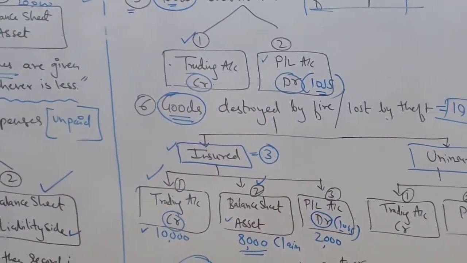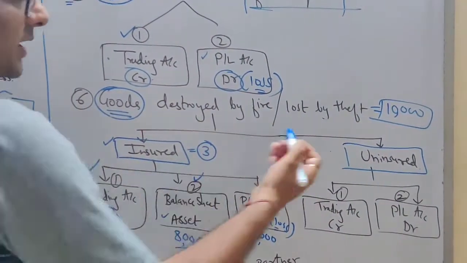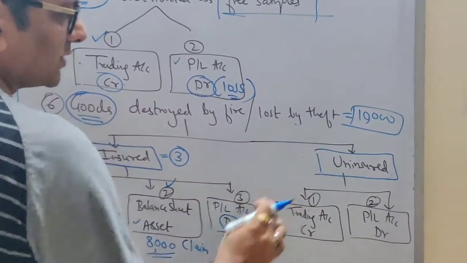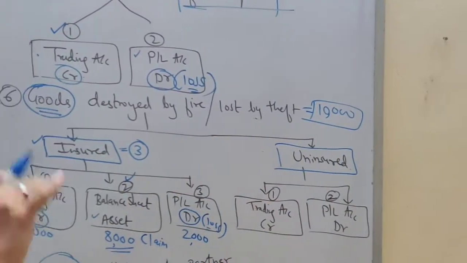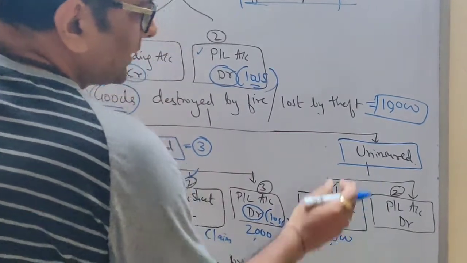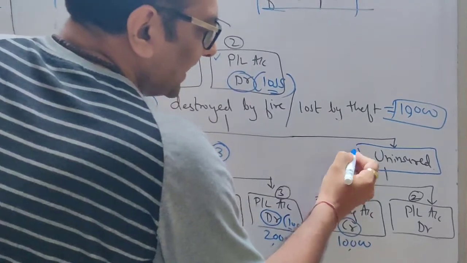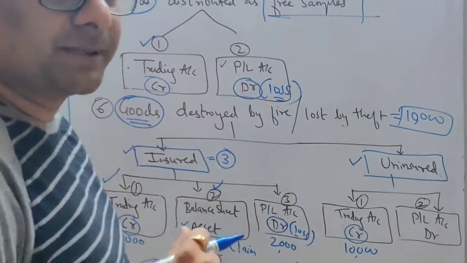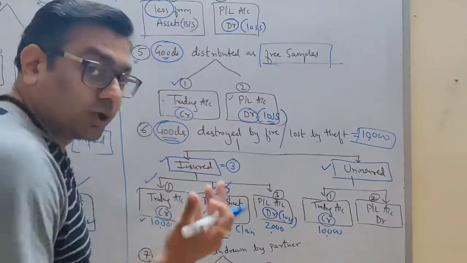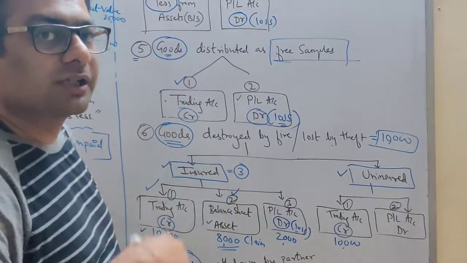Am I clear with this example? Now, what if it is uninsured? Again, I am taking the same amount, 10,000, uninsured. We have not taken any policy. So in the trading account, credit side, you show that you lost goods of 10,000. Now students, tell me, it is uninsured, will you go to the insurance company now? No. Are you going to get any amount? No, you won't get a single rupee from the insurance company.